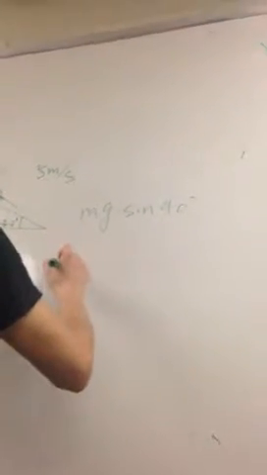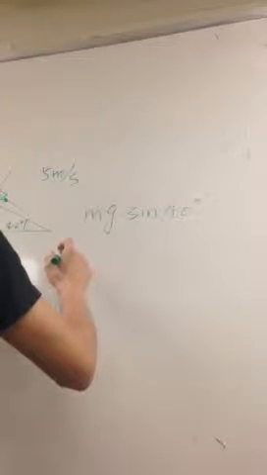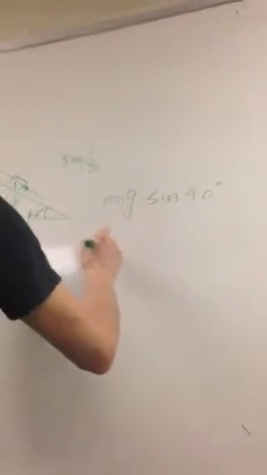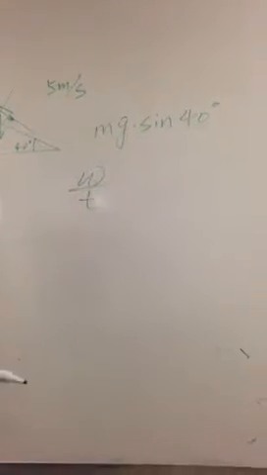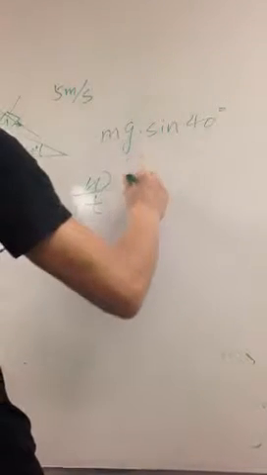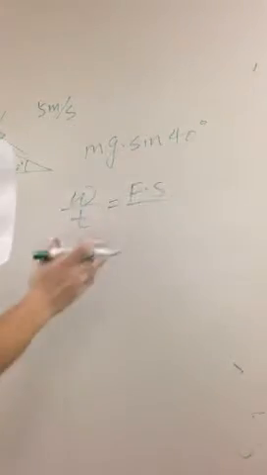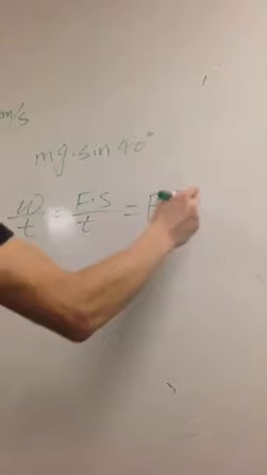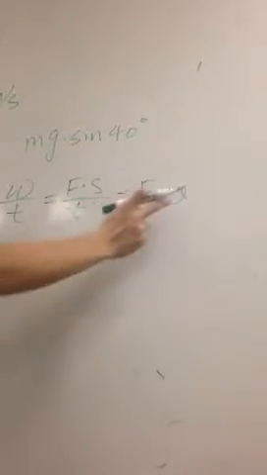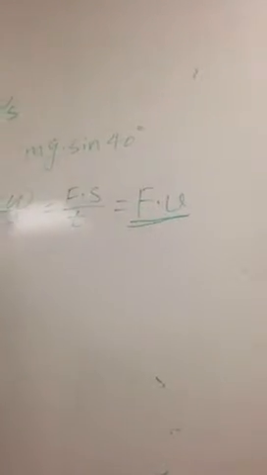And then what they ask is at what rate is the gravitational force on the block doing work. So it's the work divided by the time. That's what they ask. And the work is force times the distance it moves, right? The distance divided by time is the velocity. So actually you need to calculate F times the velocity.